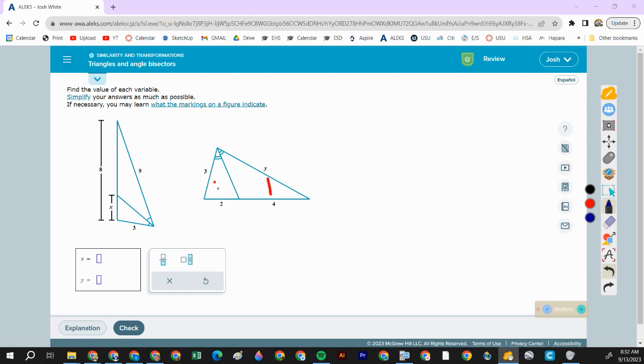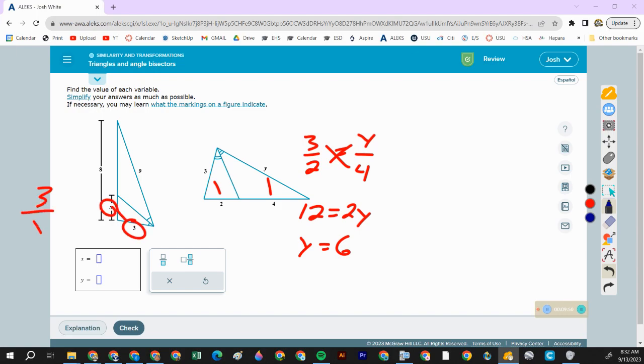Okay, this one's pretty straightforward. 3 over 2 equals y over 4. 12 equals 2y. So y is 6. Okay? So over here, 3 matches up with x.